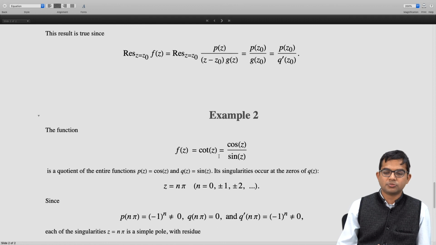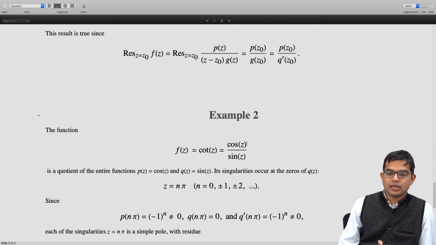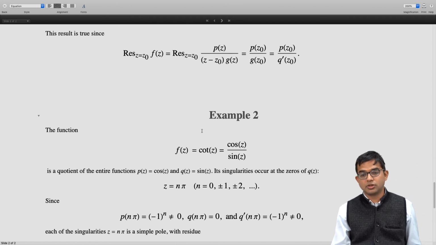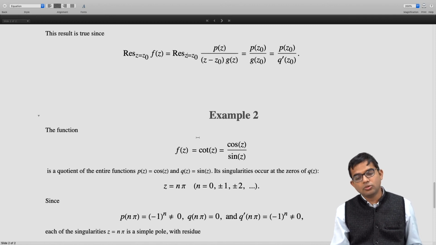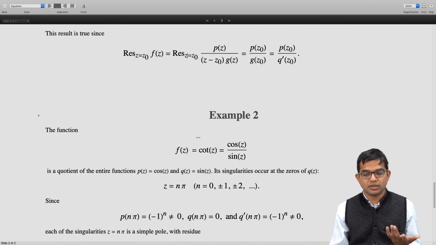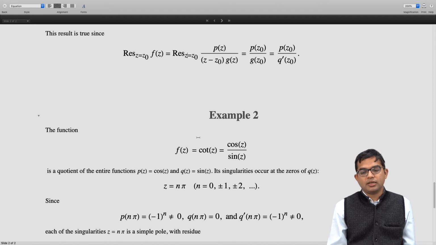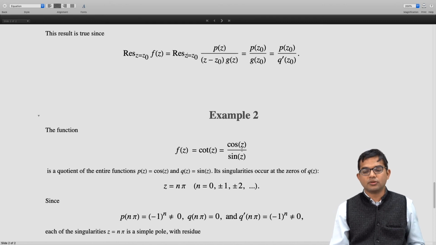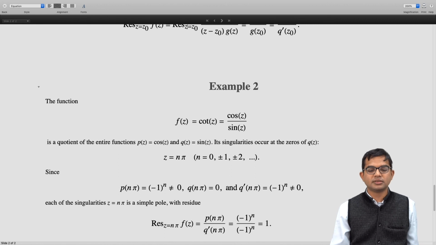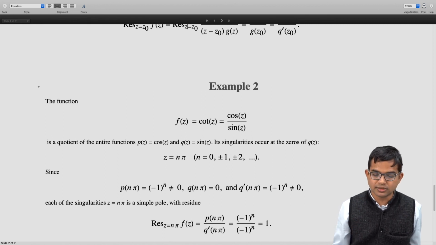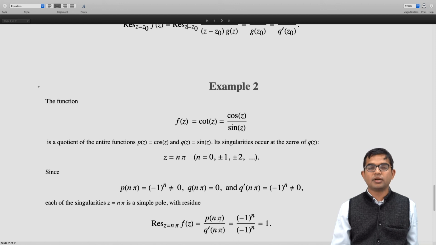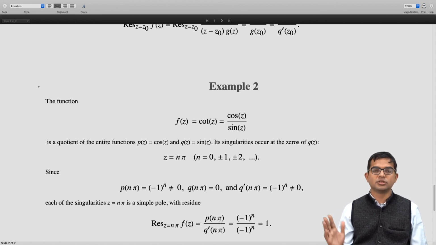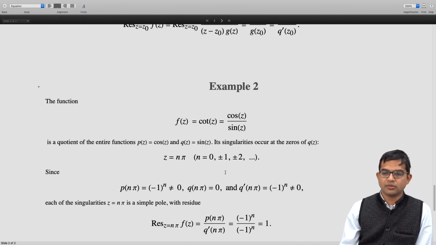So you have to just put cosine of n pi, which will be minus 1 to the n, which is not 0, right? So that first condition is met. Q of n pi is 0, so after all it is a 0 at that point. N pi is a 0 of the function sine z, and q prime of n pi, which is just cosine of n pi, is again minus 1 to the n, which is not 0. So each of the singularities z equal to n pi is a simple pole, and the residue is simply given by p of n pi divided by q prime of n pi, which are actually both the same in this particular case, and so therefore the residue is just 1. Right? So we have directly invoked this result.